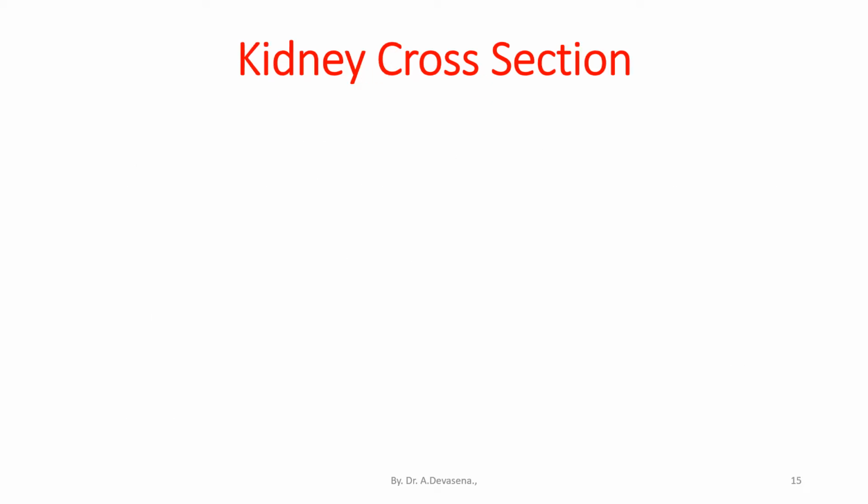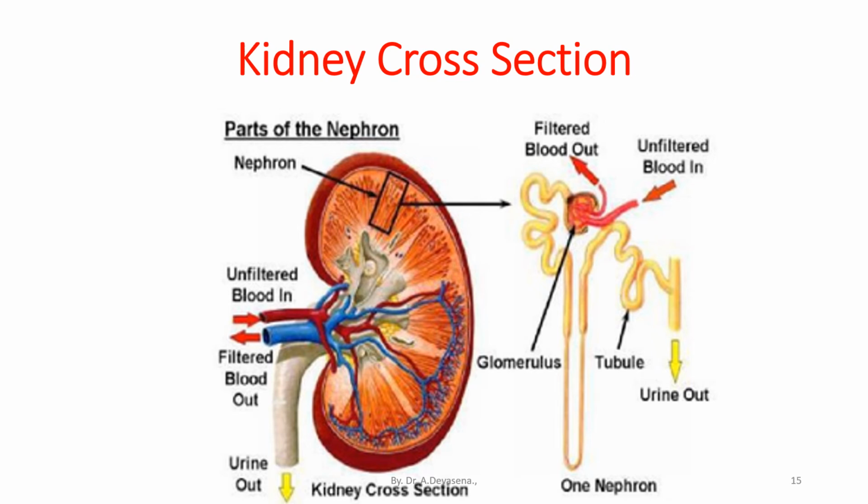Cross section of the kidney is shown here. In this diagram, we are seeing the kidney cross section where the unfiltered blood in passage and filtered blood out passage as well as urine out passage is represented. And in detail, we are seeing the parts of the nephron. Nephron is the tube that is present in the kidneys. Here, the nephron part is extended and it is indicated in a clear manner.